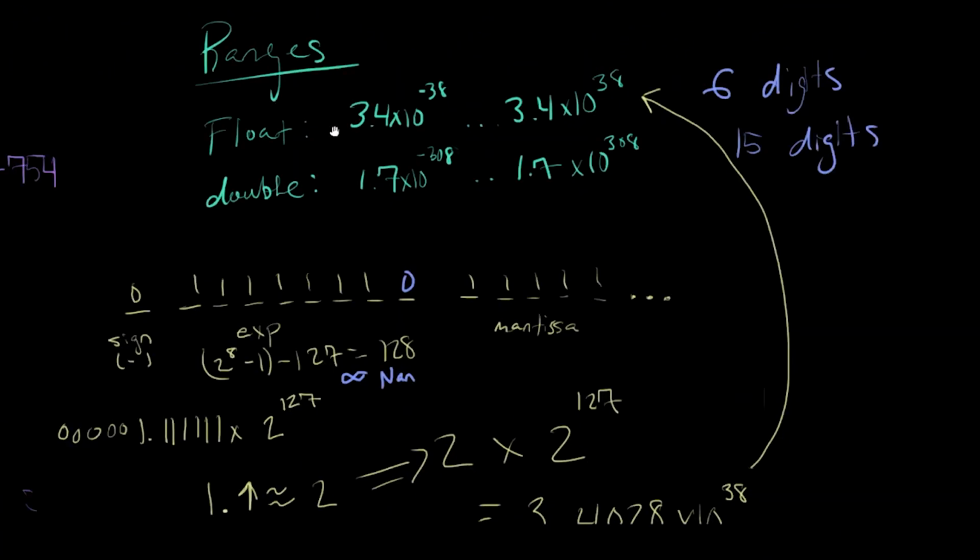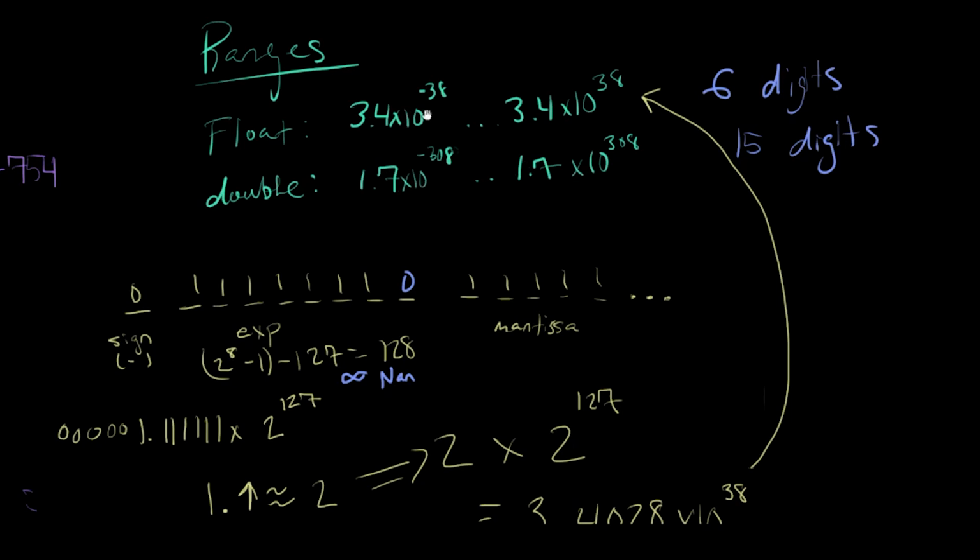Alright, let's talk about the ranges a little bit. So we're talking about the float and double ranges. The double, as I've mentioned, is a lot more precise. So it can represent 15 digits in the decimal portion of the number, where the float can only represent 6. The float has a range of 3.4 times 10 to the negative 38th, all the way to the positive version of that. And then the double has 1.7 times 10 to the negative 308, all the way to the positive version. So it's a lot bigger.